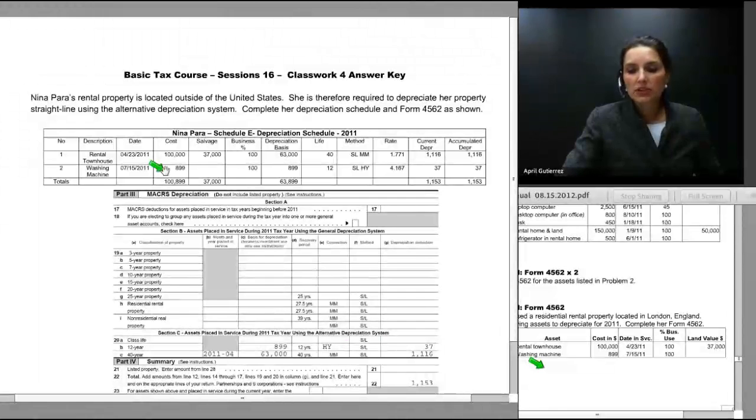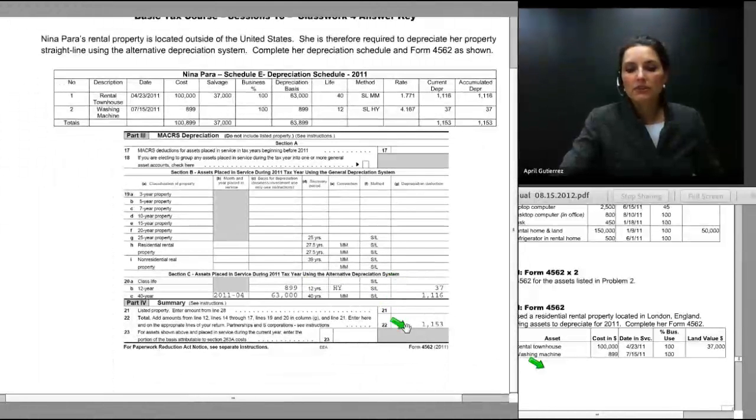Next up is the washing machine. We show a depreciable basis of $899. The life on that asset is 12 years, straight line half-year convention, again under ADS. The rate is 4.167 or $37. So we're going to enter $899 on line 20B. 12 years is the life, half-year convention, straight line, and $37. On line 22, we total up her deduction as being $1,153.